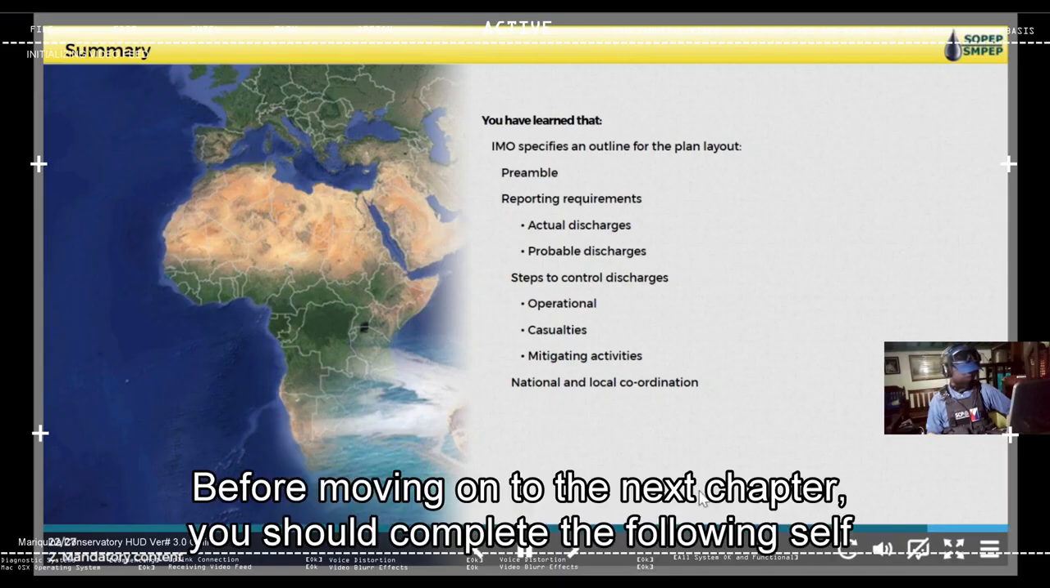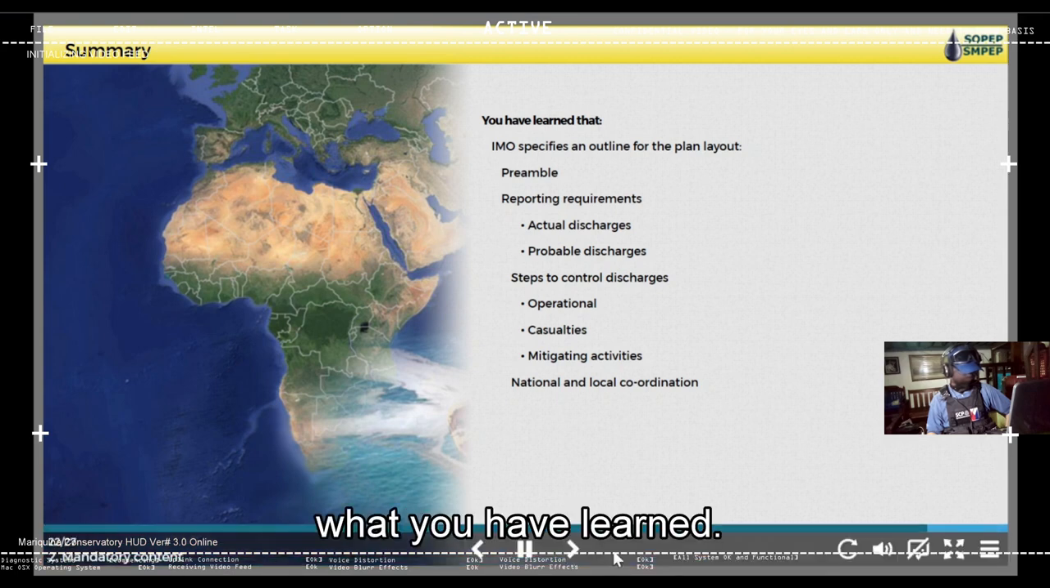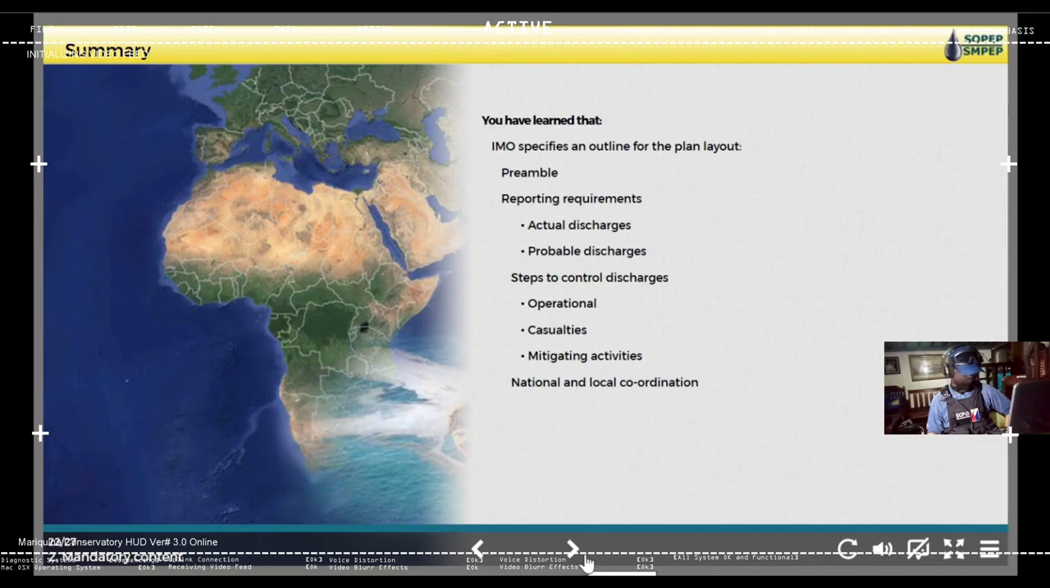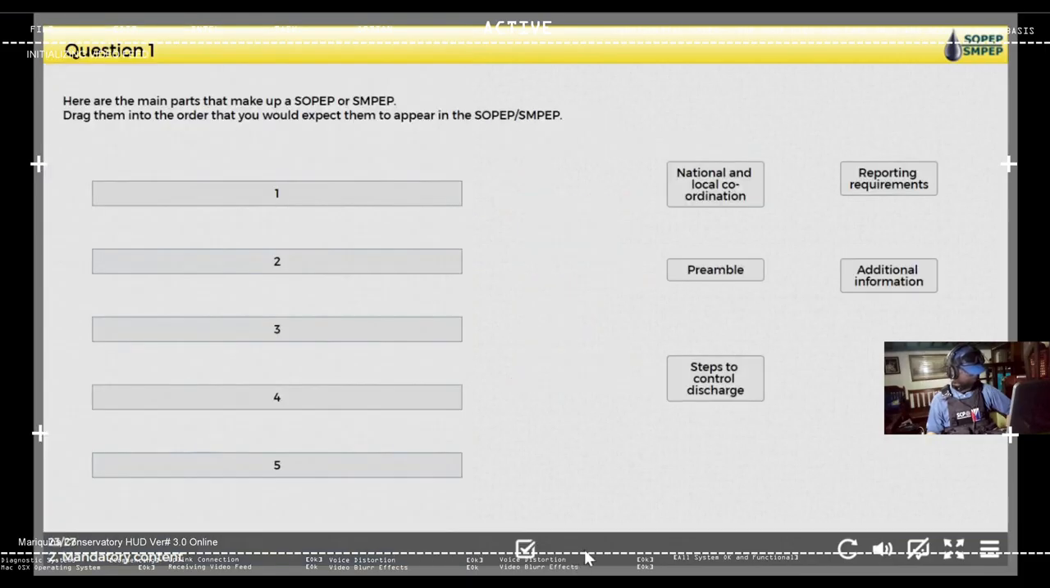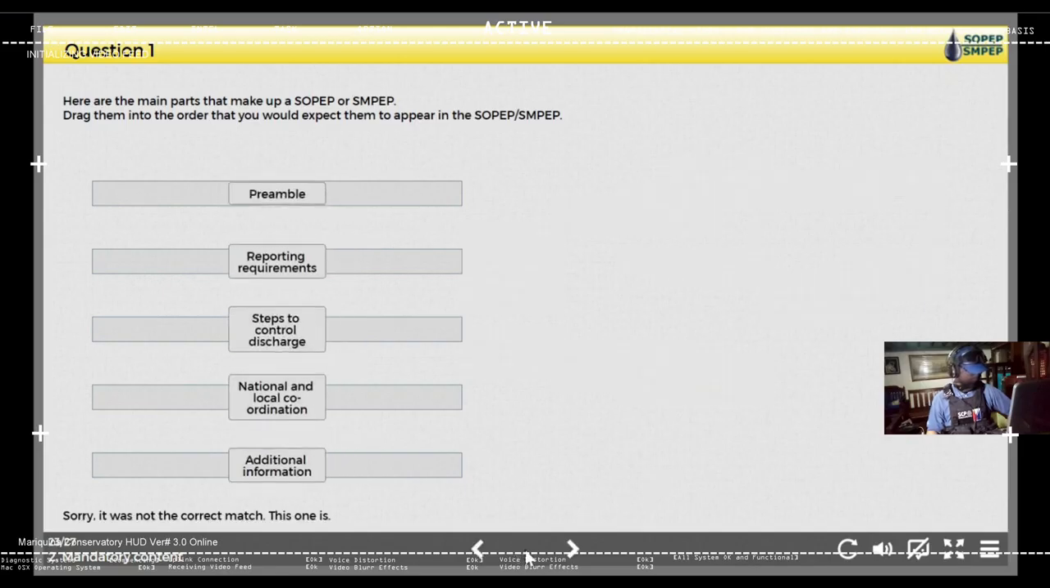Before moving on to the next chapter, you should complete the following self-test questions to check what you have learned so far. Okay, so I guess we'll go on to the next panel here.